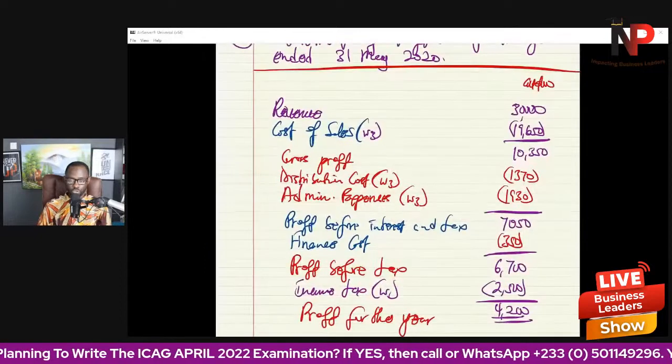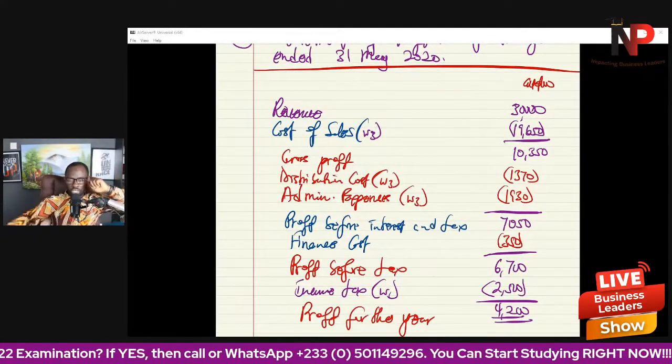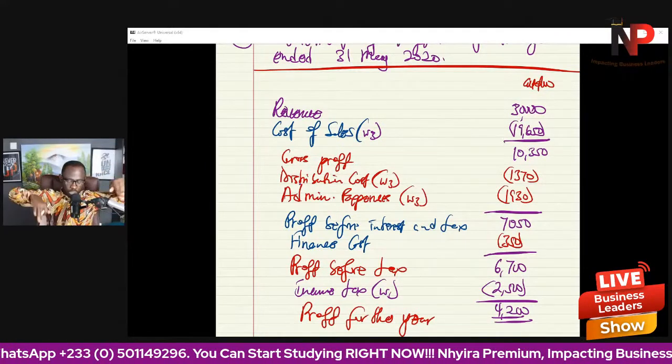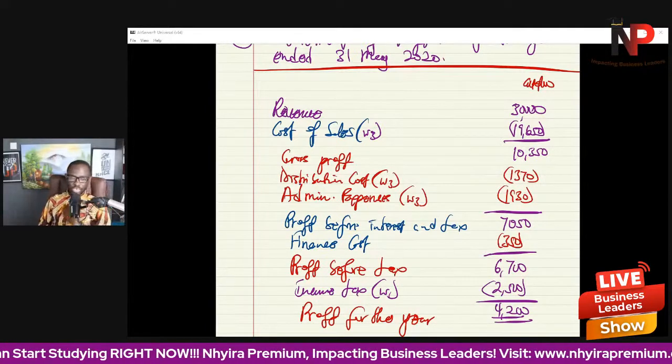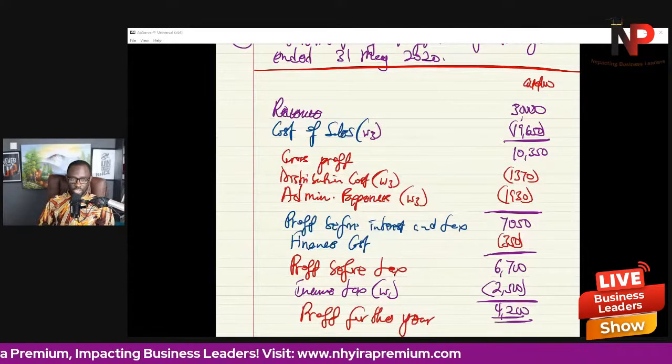Okay. So you did workings for tax, you did workings for cost of sales, you did workings for distribution, you did workings for admin. So you just bring them in. So once you spend time to do all your workings, you realize that the job becomes easier for you in the extraction of the financial statement.